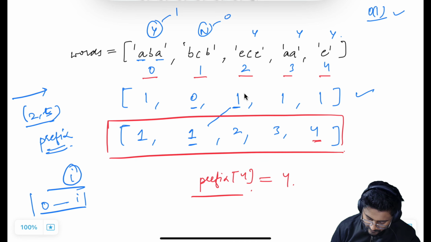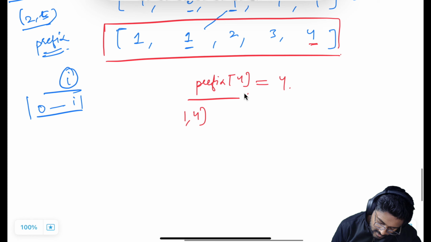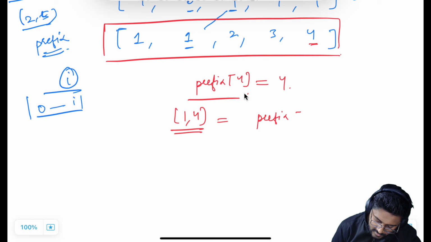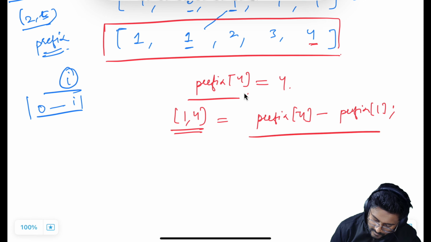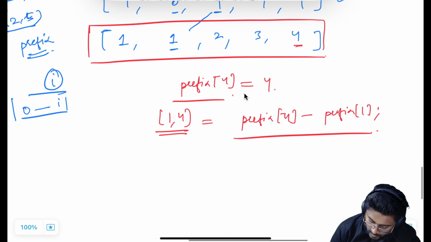Excluding 1, all are valid. Now if someone asks me about the answer of this range, the answer of this range is going to be prefix of 4 minus prefix of 1. Simple. Not 1. It should be 1 minus 1, which is 0.